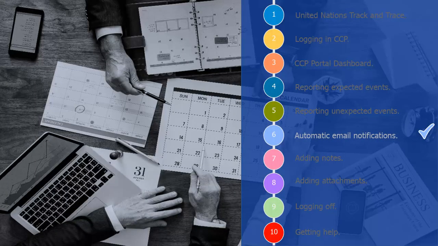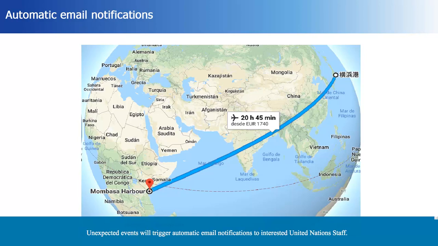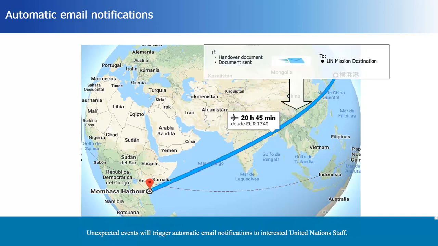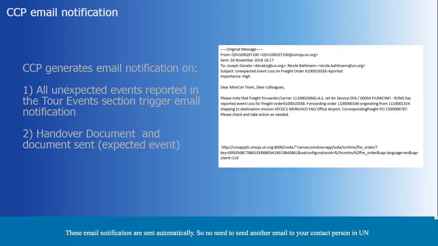Automatic email notifications. Unexpected events will trigger automatic email notifications to interested United Nations staff. These email notifications are sent automatically, so no need to send another email to your contact person in UN.